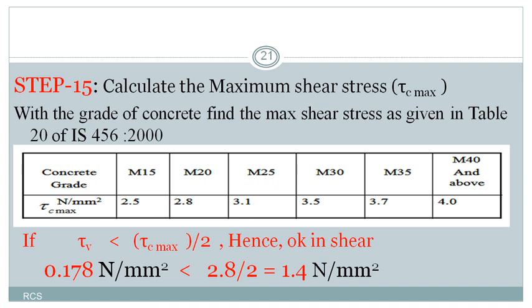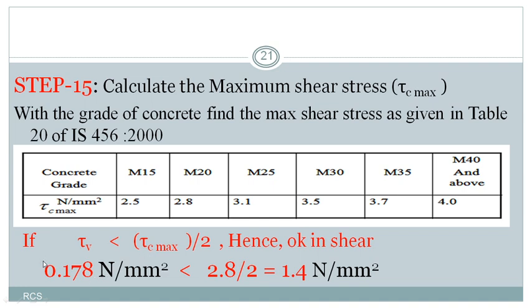Now we'll check based on the data whether they are safe against the shear or not. So calculate the maximum shear stress, which depends upon the grade of concrete. For the given grade of concrete M20, tau C max is 2.8 Newton per mm square. So we know what condition it has to fulfill, that is tau V is less than tau C max by 2, hence it is okay in shear.